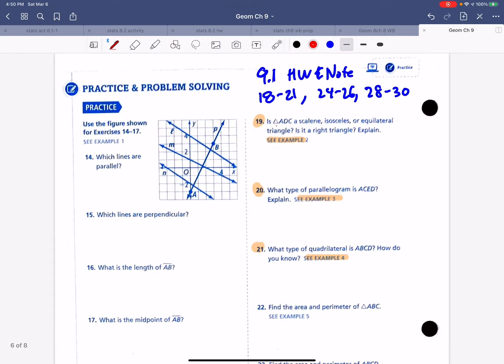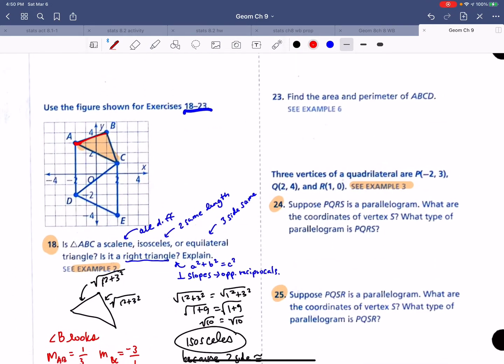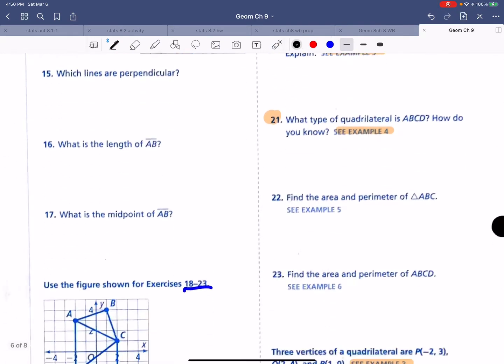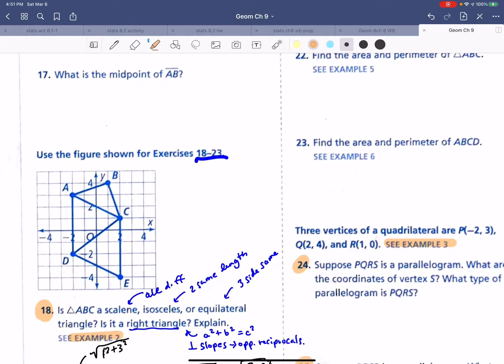Let's take a look at 19. It says, is ADC scalene, isosceles, or equilateral? So same question. Let's analyze 19. I'm just going to erase that and look at ADC. So that is this triangle. Interesting. Okay. Now, just like we did before, let's look at these lengths here. This length is 5. You can just count that, 5.